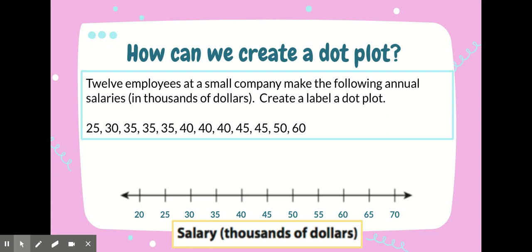We need to make a dot or an X for each data point. So if I put a dot on 25, I can cross that out. A dot on 30, I can cross that out. I have 3 35s, so I'm going to stack them vertically and cross them out. I have 3 40s. I'm going to stack them vertically and cross them out. I have 2 45s, 1 50, and 1 60. I can see that I have 12 data points because I have 12 dots. I also can see that the mode salaries are 35,000 and 40,000.